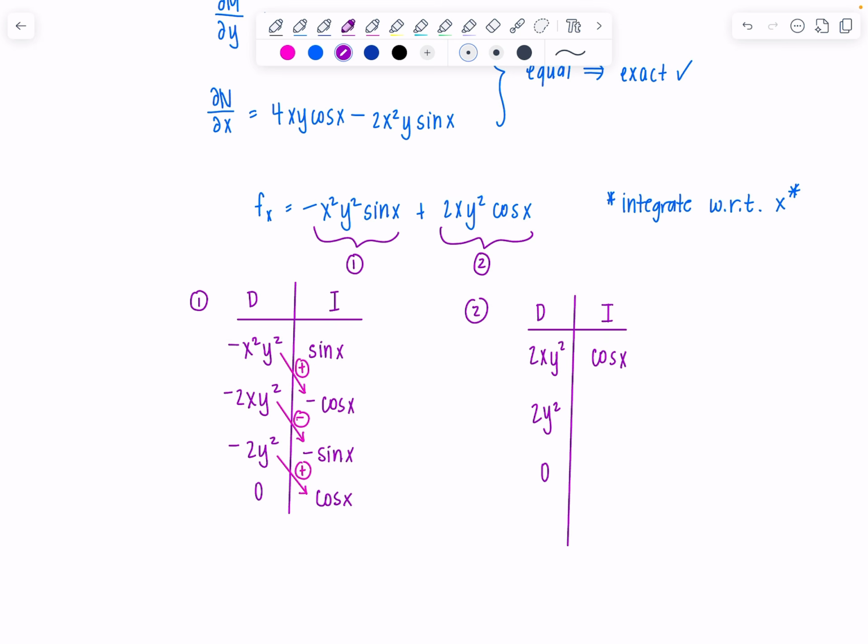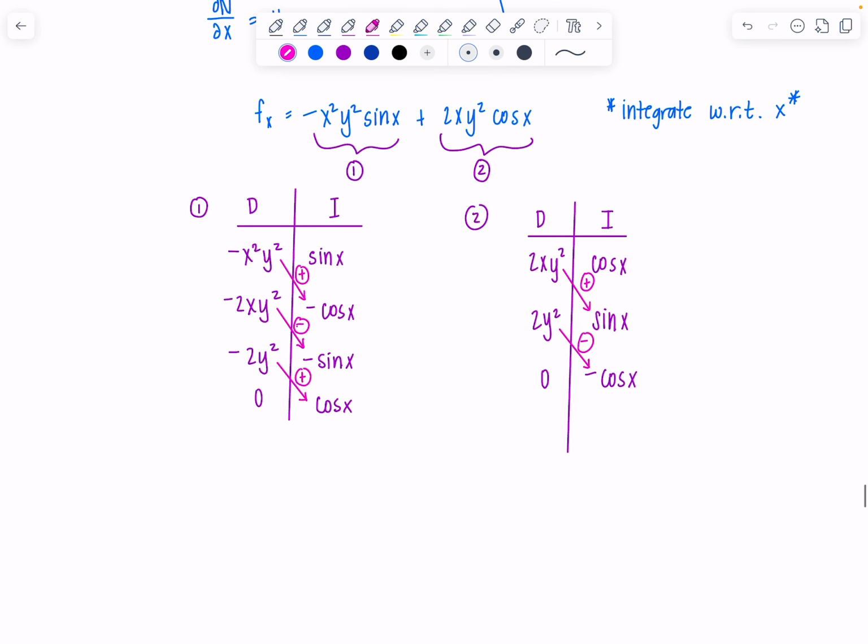So antiderivative of cosine x is sine x. And then one more antiderivative, negative cosine x. So we'll take diagonal products here. First one stays the same sign, then start alternating. Okay, guys, here we go.